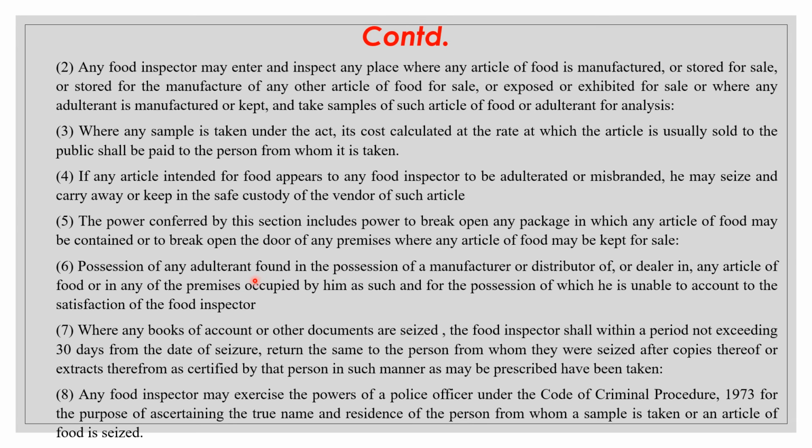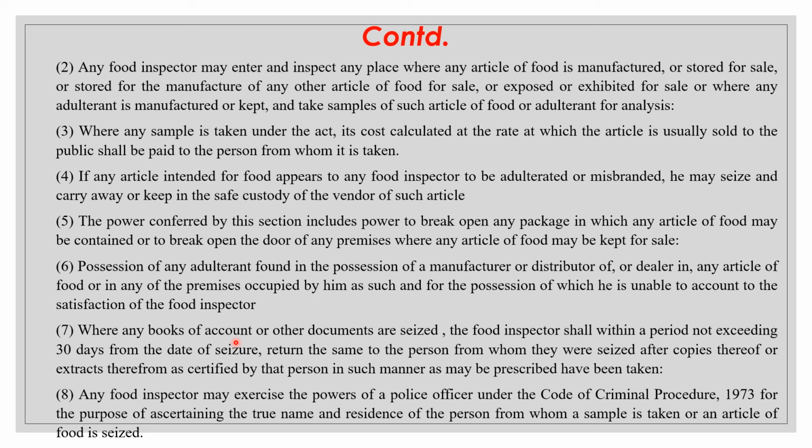And he can take possession of any adulterant found in the possession of manufacturer or distributor or dealer. Okay, he can take possession of adulterant found in possession of manufacturer, distributor or dealer. So if these persons, manufacturer, distributor or dealer of food articles, possess any adulterants, then food inspectors can take possession of those adulterants.